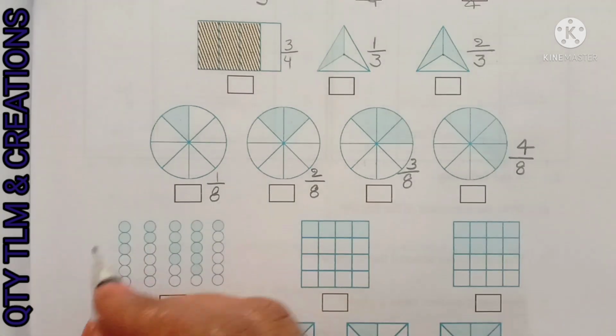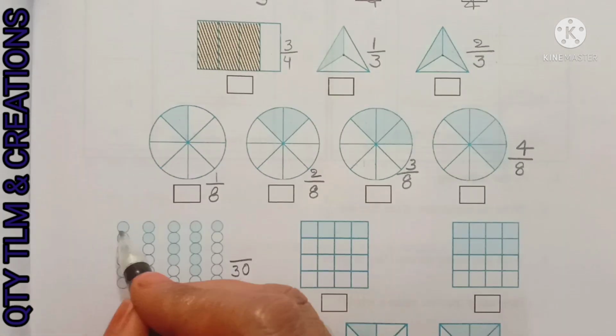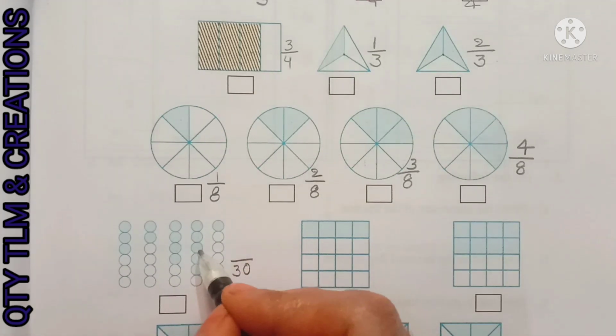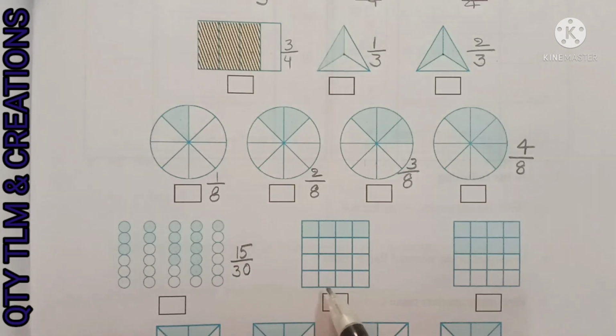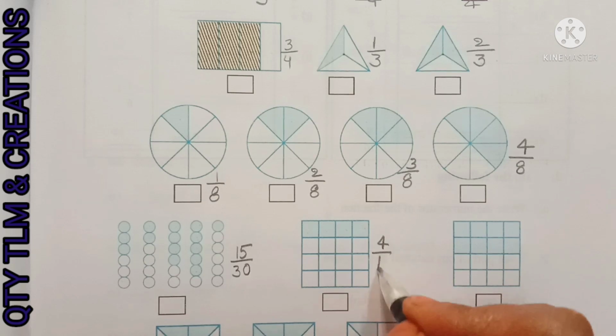Here total beads are 30. Shaded beads are 1, 2, 3, 4, 5, 6, 7, 8, 9, 10, 11, 12, 13, 14, 15. 15 by 30. Next, this square is divided into 16 equal parts. Shaded parts are 4. So 4 by 16.